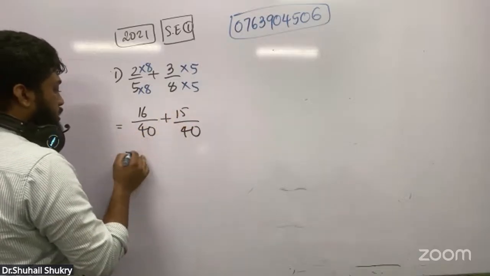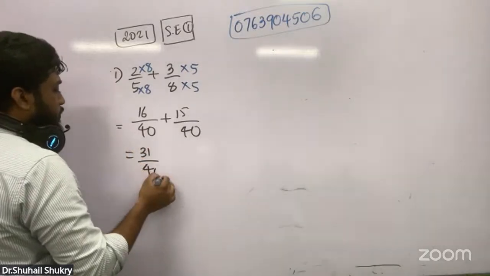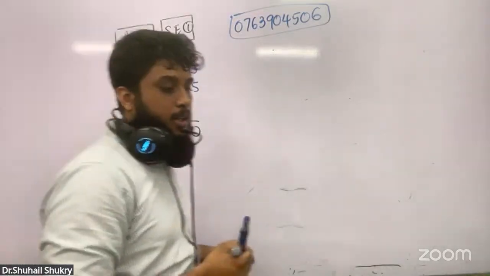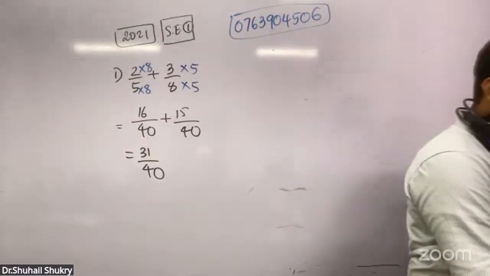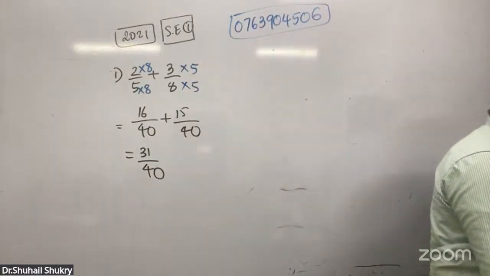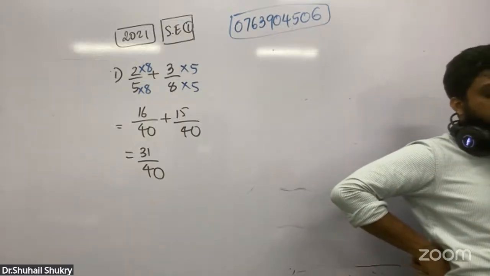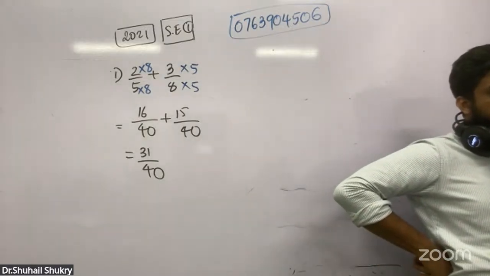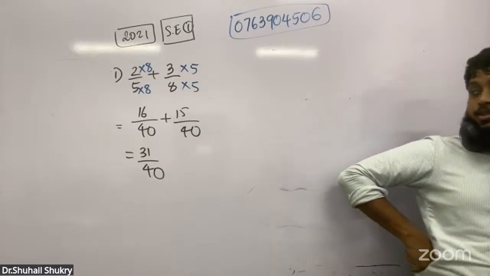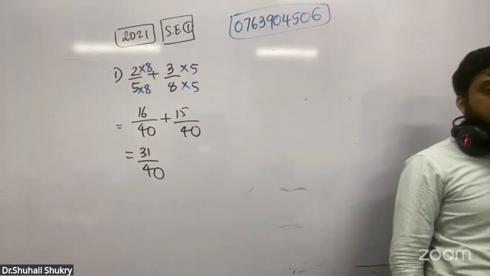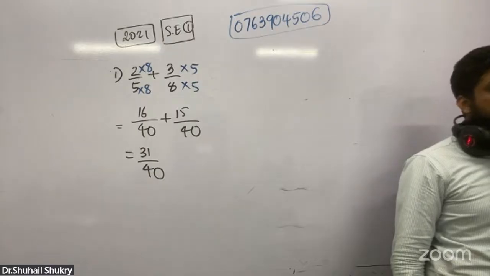Totally what they have allocated for the shops and for export is 31 over 40. So how much is remaining now after this? 9 over 40 is remaining.